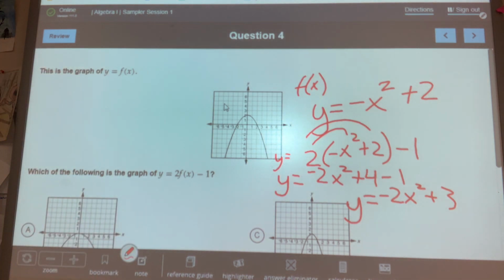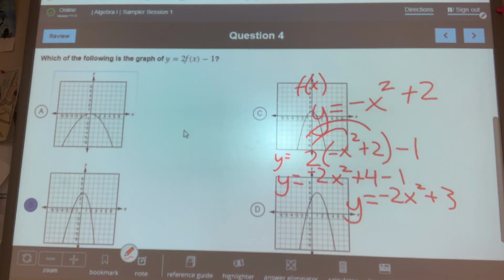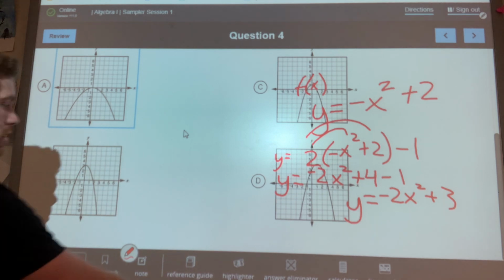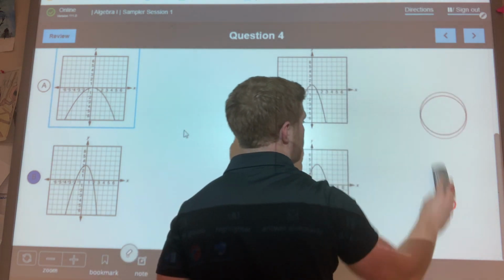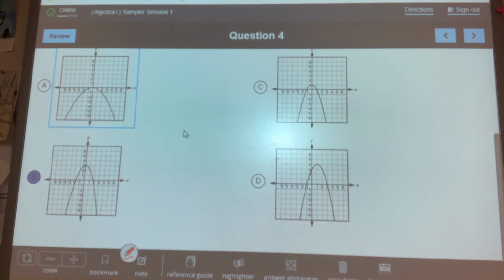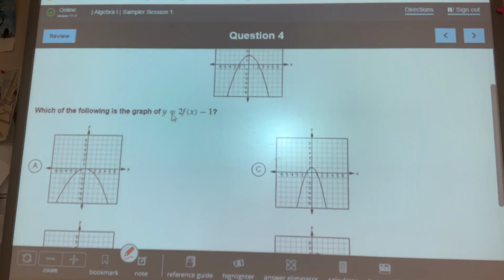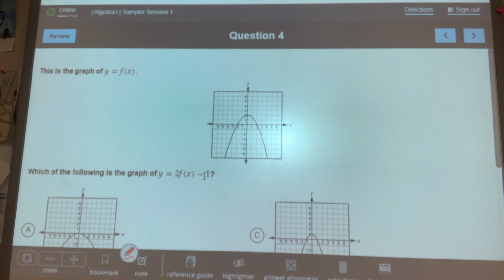So when I start looking at this, if I look at all my answers here, okay, excuse all my work. Let me erase this for you. There we go. When I look at all my answers, there's only one that, well, I guess there's 2 that go through 3, but it has to be this one because this one shifts it to the right, and all we did was make it twice as steep. That's what the 2 did. Okay, and we moved it up 1 because we multiplied it by 2 and subtracted 1 here.